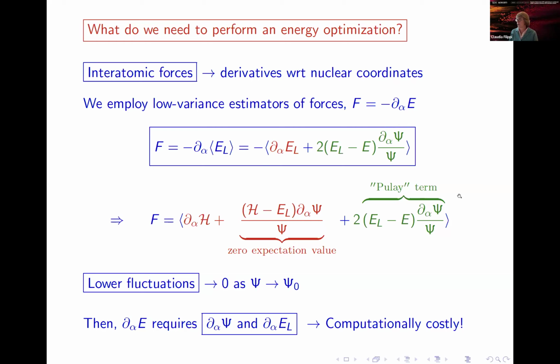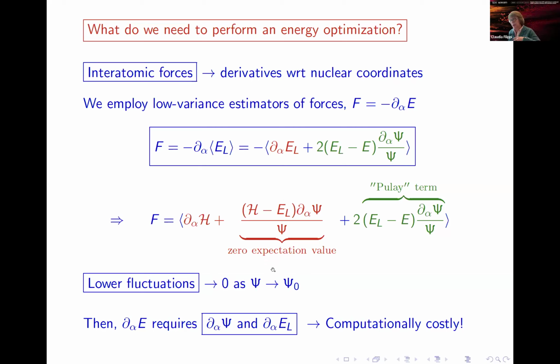Now, if you work out all the terms, you're going to see that you get the Hellmann-Feynman term, so the derivative of the Hamiltonian. This is the so-called Pulay term, the dependence which is present if your wave function depends explicitly on the nuclear coordinates. And then you're going to have an additional term which averages to 0, so has a 0 expectation value, but which we keep to lower the fluctuation in the computation of the energy, okay?